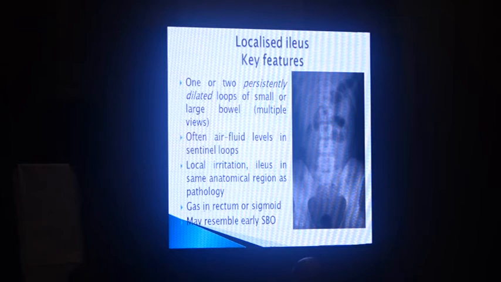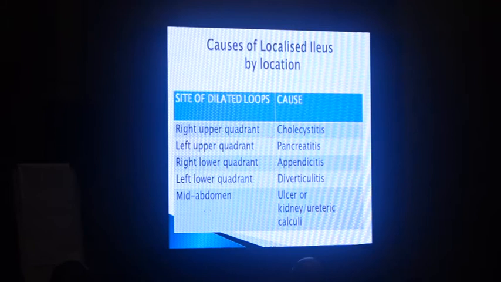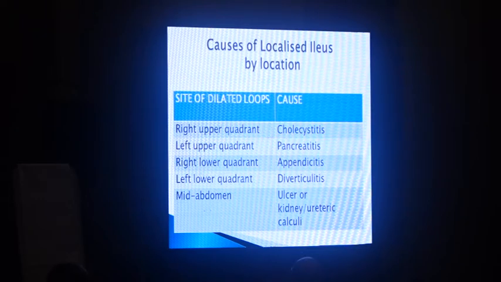So here in this slide we can see 1 or 2 dilated loops in the upper part, which may be due to pancreatitis. We can see the gas in the rectum, and these are the causes of sentinel loops: cholecystitis in the right upper quadrant, pancreatitis in the left upper quadrant, appendicitis in the right lower quadrant, and because of diverticulitis we can have 1 or 2 loops in the left lower quadrant.